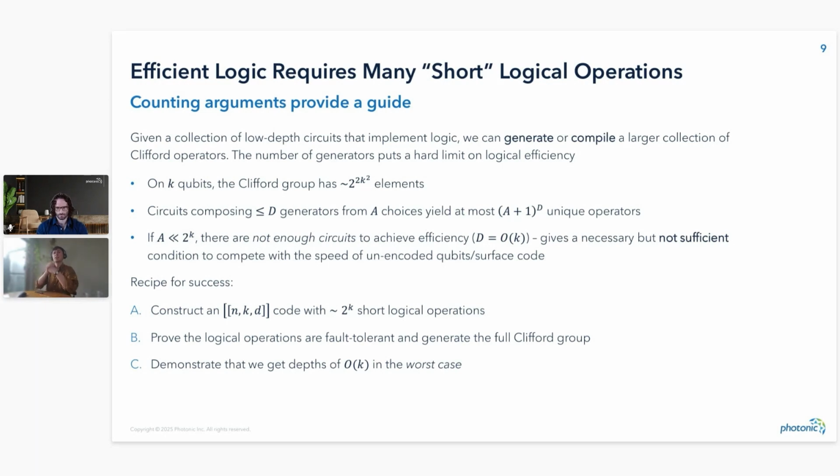So this is a nice recipe for success, I guess. We want to construct an [[n,k,d]] quantum code that has 2 to the k, this exponential number of short logical operations. But we'll note that this is a necessary, not sufficient condition. So we still have a couple more steps. We've still got to prove that my bag of generators does actually generate the Clifford group. They've got to be fault tolerant. And then we also have to demonstrate that we get the asymptotic scaling that we want in the worst case.